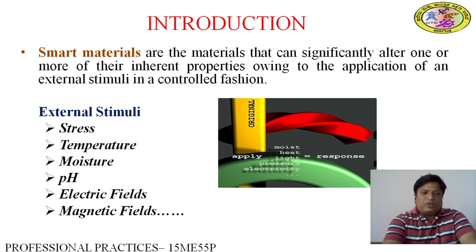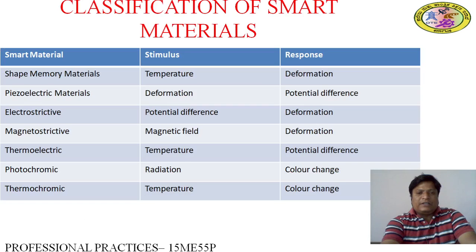So smart means very sensitive, clever or wise. That is, how sensitive it is compared to temperature, stresses, moisture, electrical fields or magnetic fields. So let us move to the next one.